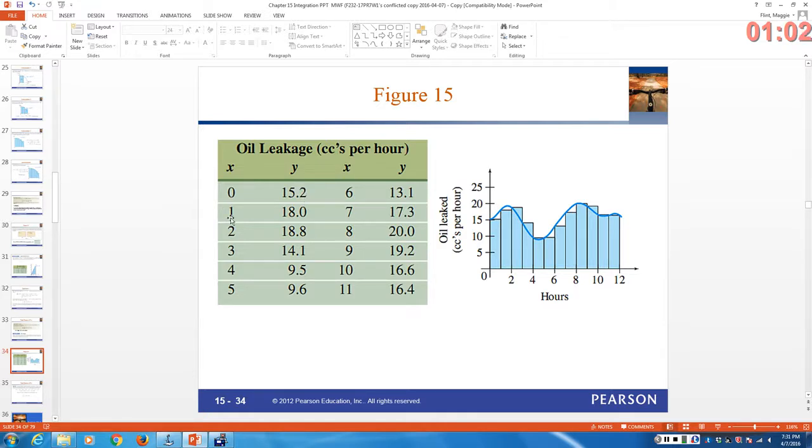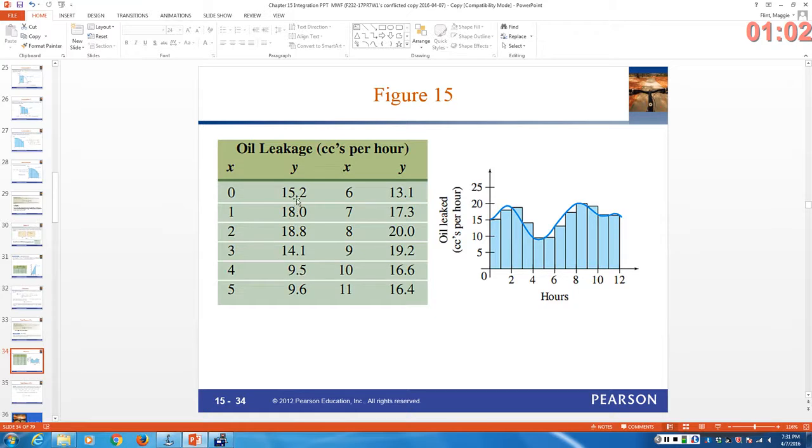At the beginning of the second hour, which is at x equals 1, the leakage rate was 18 cc's per hour. By the time we get to the beginning of the third hour, which is at time t equals 2, then it's up to 18.8. At 3, it's 14.1. At 4, it's 9.5. At 5, it's 9.6. So we're basically reading these off of the graph, but we're being given more accurate results than what we could probably get on our own.